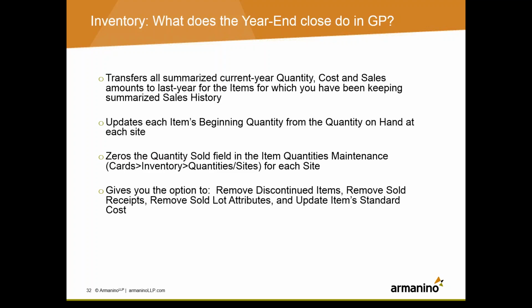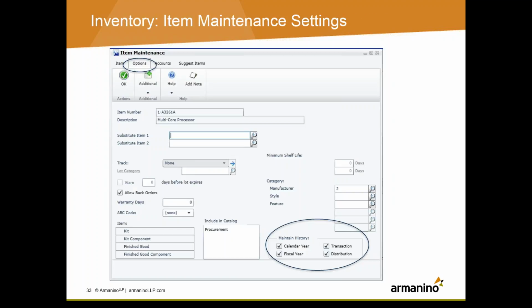So yeah, that's what it does. Now, some of those things that I did mention, those are optional. You can select those. If you don't select them, it won't remove anything, and we'll go through that in our next slides. Now the item maintenance settings, again, you want to make sure that your maintain history is selected. It's best to go ahead and make this change on your inventory item class and to roll it down to all items.